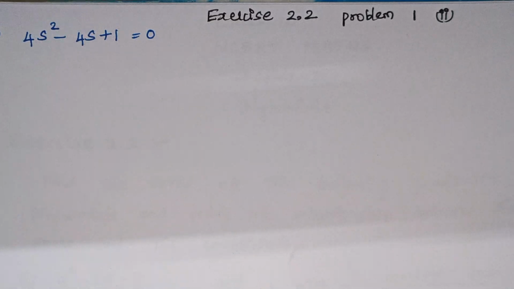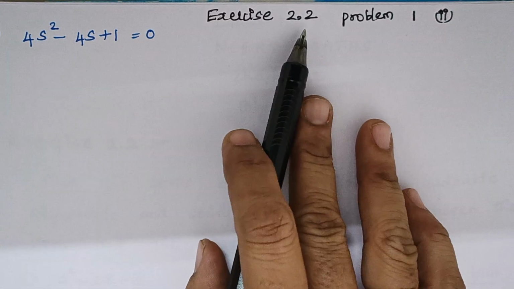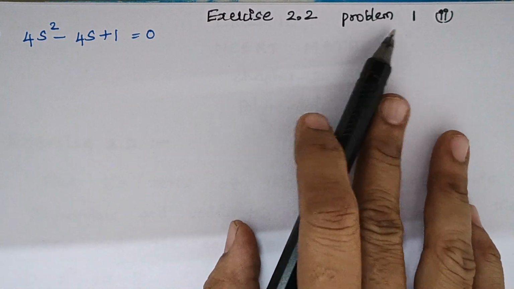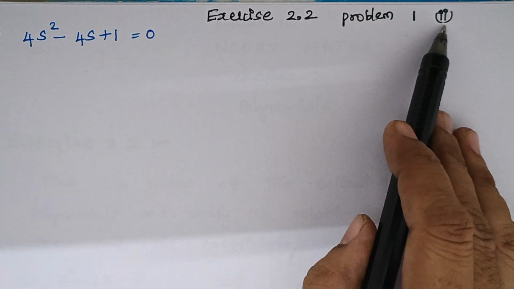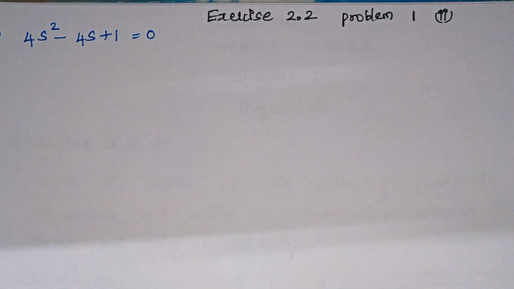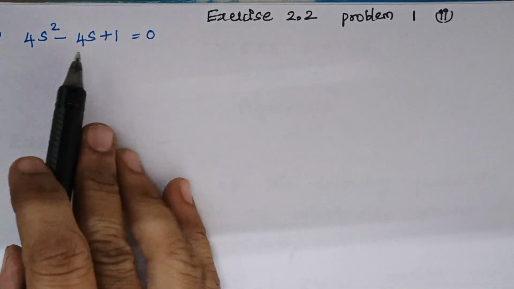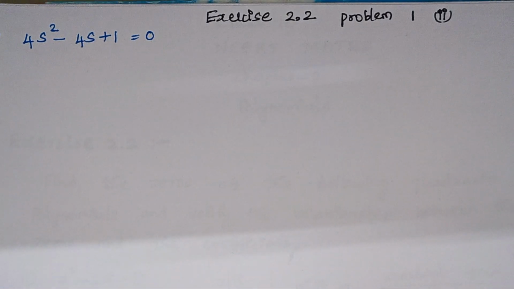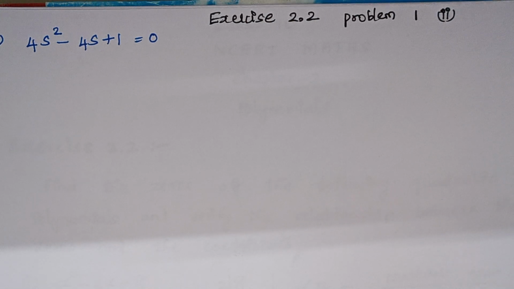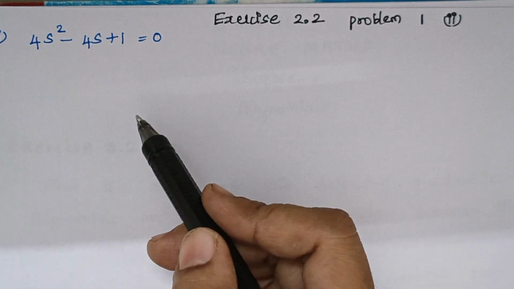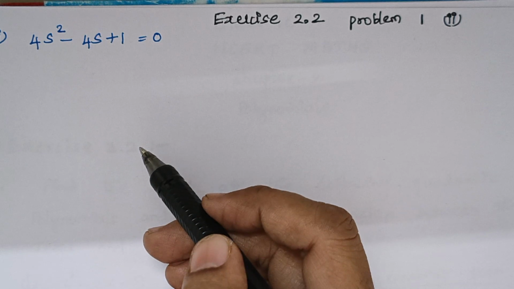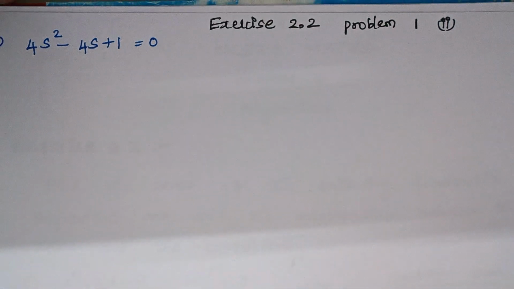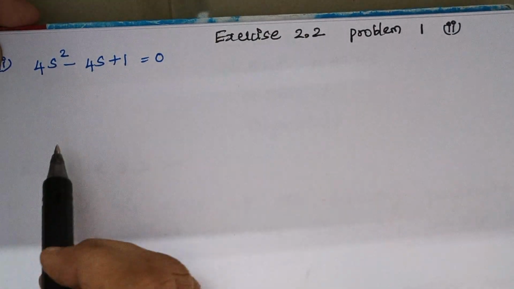Today we are going to solve exercise 2.2 problem 1. Under problem 1 we are going to solve the second division. The problem is given as 4s square minus 4s plus 1 equal to 0. So the problem is we have to find the zeros of this quadratic equation and finally we have to verify the relationship between zeros. So here the first step is we have to solve this equation.